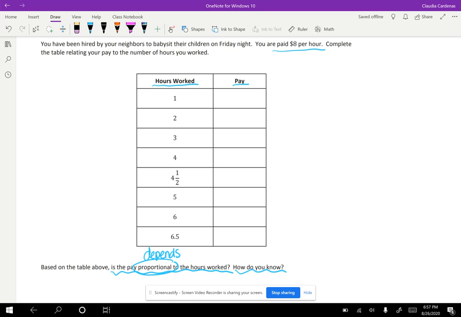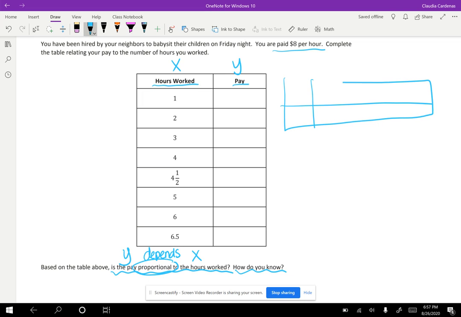And I just want to make it clear that if the pay is depending on the hours, the pay is our Y value and the hours is our X. So I'm going to label our table Y and X. And I really want you to pay attention and focus on labeling tables like this as well, because hint, hint, you may see horizontal tables later on, okay? And we usually see the X and the Y set up like this.